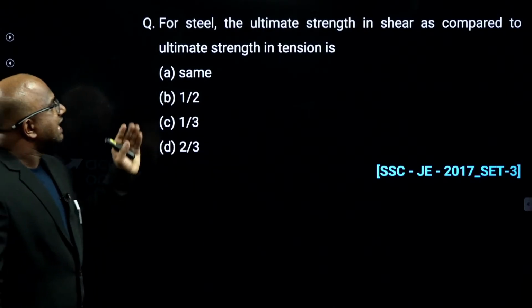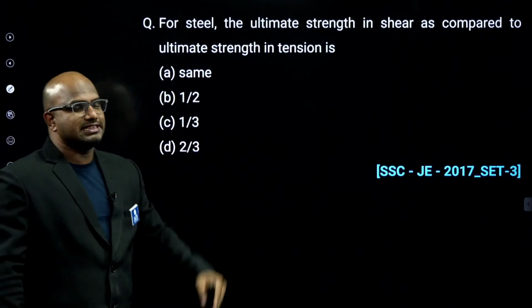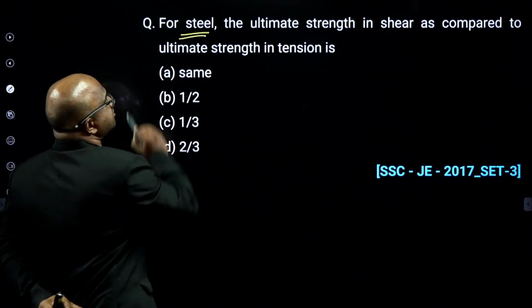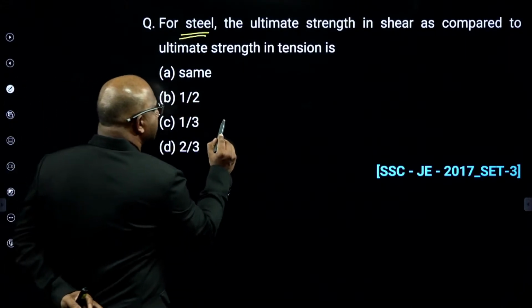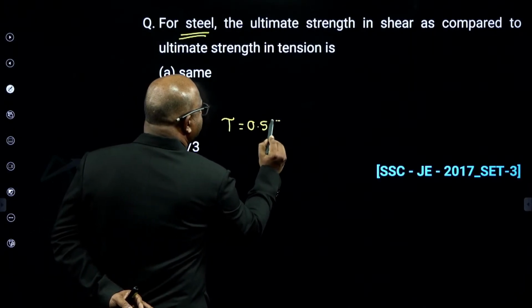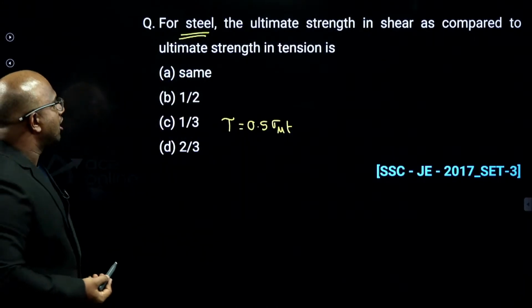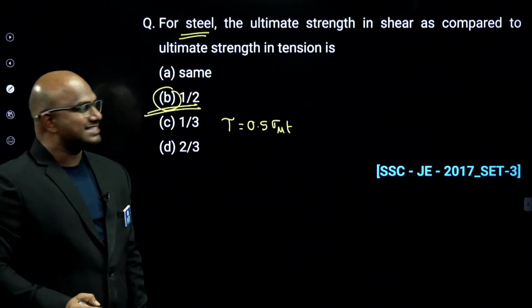For steel, the ultimate strength in shear as compared to ultimate strength in tension is, tell me, sir, for steel especially, the ultimate strength in shear, definitely, guys, akin to maximum shear stress theory, is 0.5 times the ultimate strength, which means the ratio is half. Half means the answer is option B, guys.